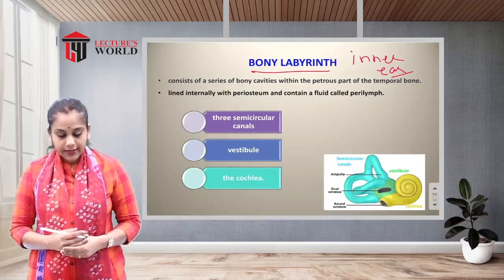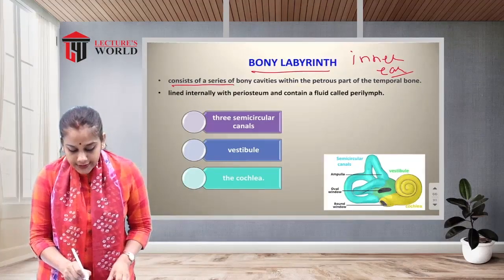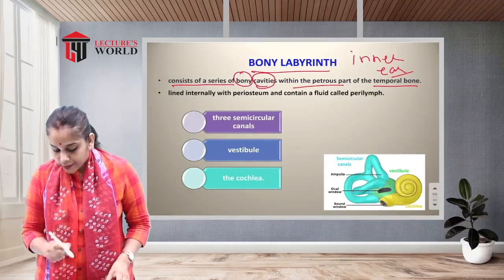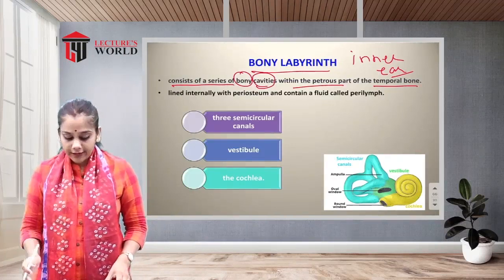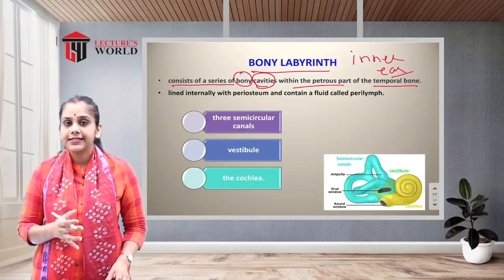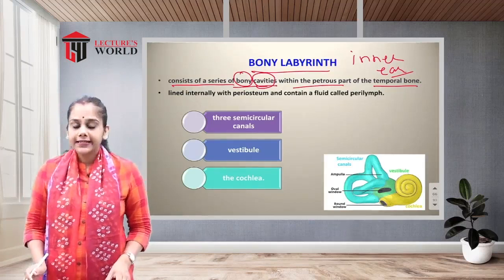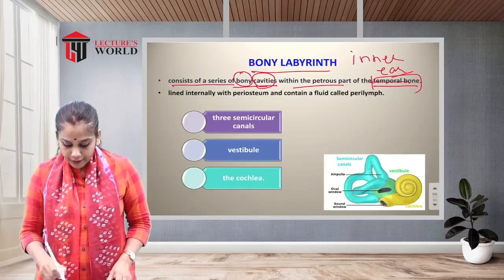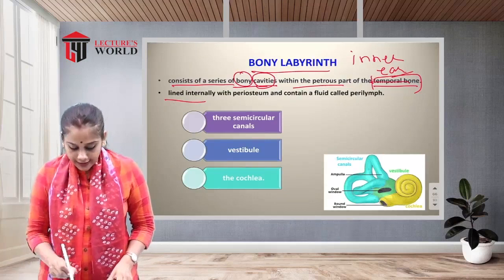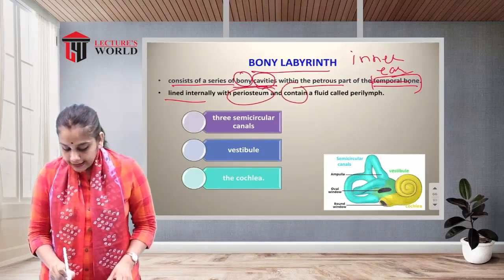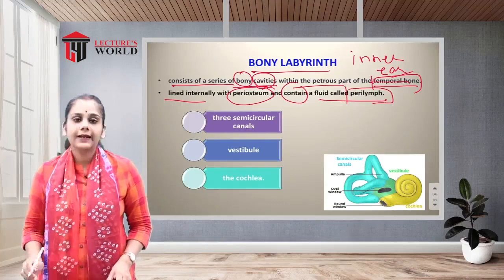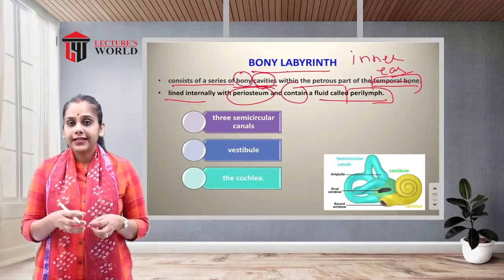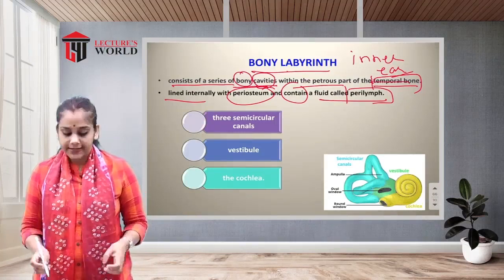So the inner ear, in the bony labyrinth, consists of a series of bony cavities within the petrous part of the temporal bone. So what is the bony labyrinth? It contains a series of bony cavities inside the inner portion of the temporal bone. It is lined internally with the periosteum and it contains a fluid that is known as perilymph.